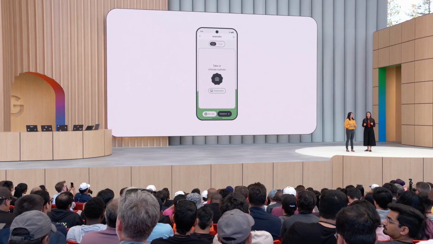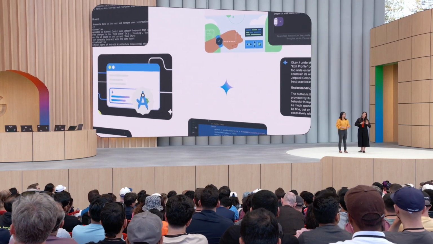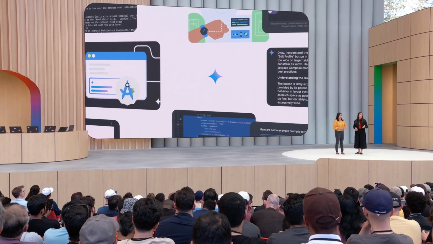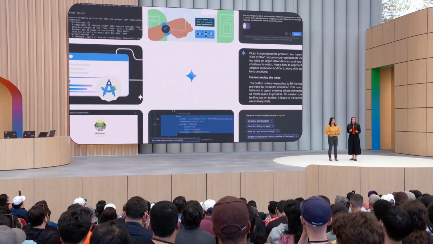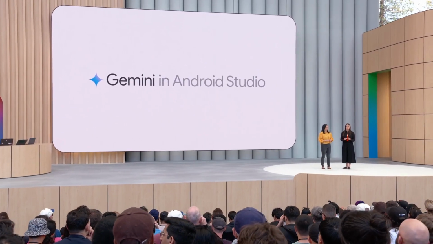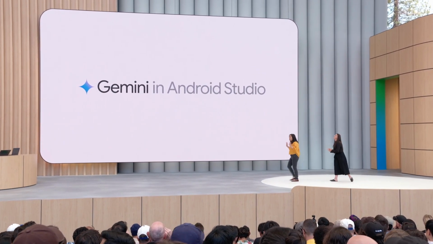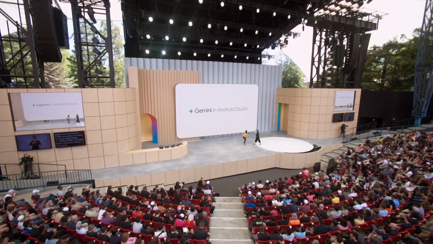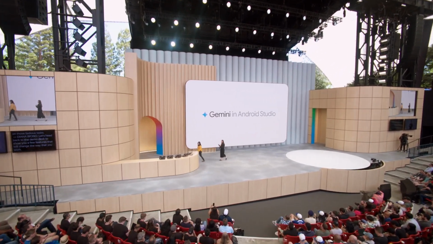When we think about productivity, it's not just about writing code faster. It's about streamlining the entire development lifecycle, from refactoring to testing and even fixing crashes. That's where Gemini and Android Studio truly shines, by taking on those tedious tasks. So let's head back to the demo desk to show you a few features that will change the way that you work.